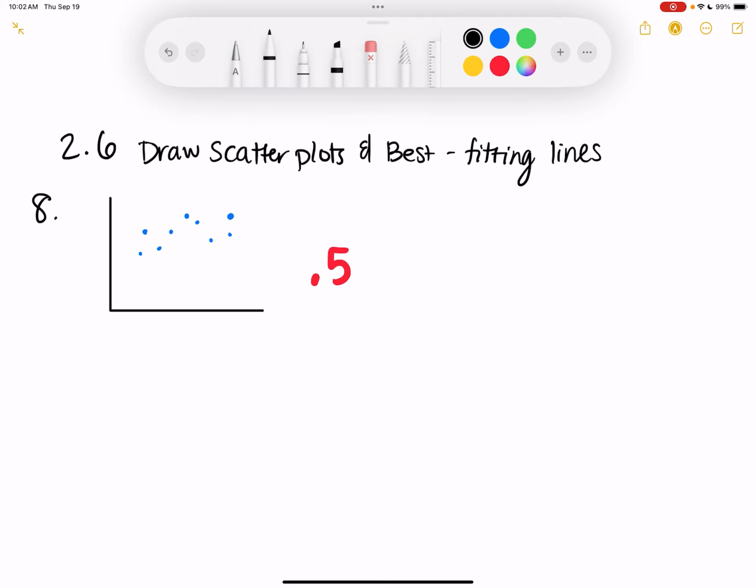All right, I'm just going to do a couple more examples because they don't do a ton of these. If it makes sense, it makes sense. That's a thick line.